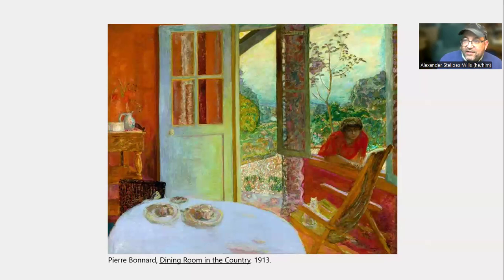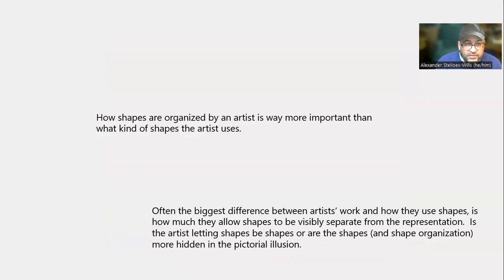And yeah, I love that about Bonnard. It makes the paintings extra playful. There's just so much love and thought about color and shape going on in any Bonnard painting. He was a genius. So how shapes are organized, right? It's way more important than what kinds of shapes are used.